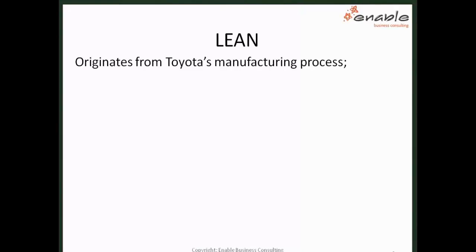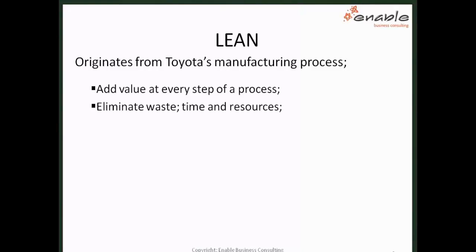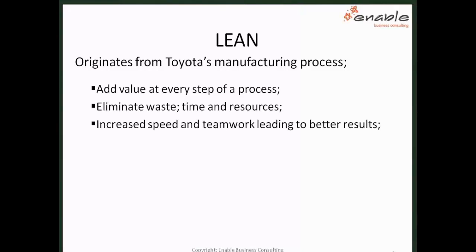It originates from Toyota's manufacturing process. If you think back to the 70s and 80s, the Japanese car manufacturers started to dominate production in the automotive world, and lean was a very strong force behind that for Toyota, who were the number one manufacturer. The aim is that you look at every step of a process and determine whether it has value. If it doesn't add value, then it's waste. It's wasting time and resources, and therefore you eliminate that step. It increases the speed with which things happen, and it also increases the quality of teamwork, overall leading to significantly better results.